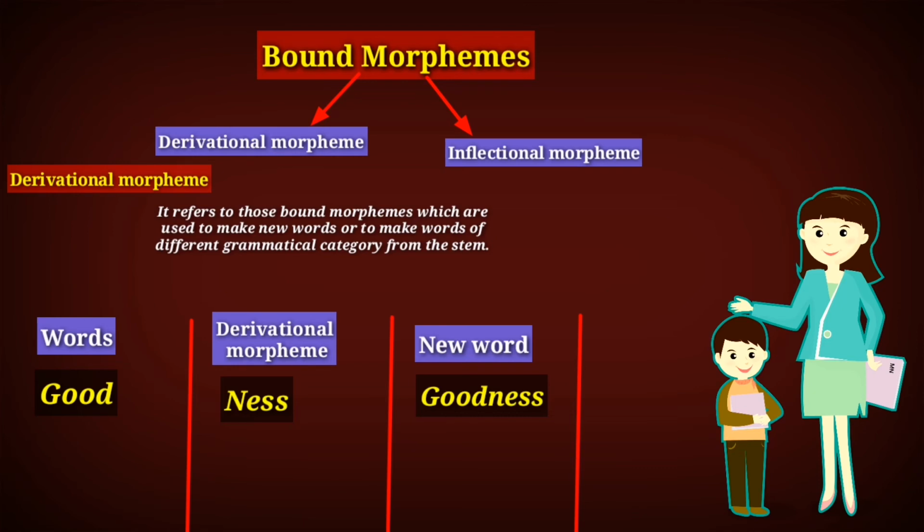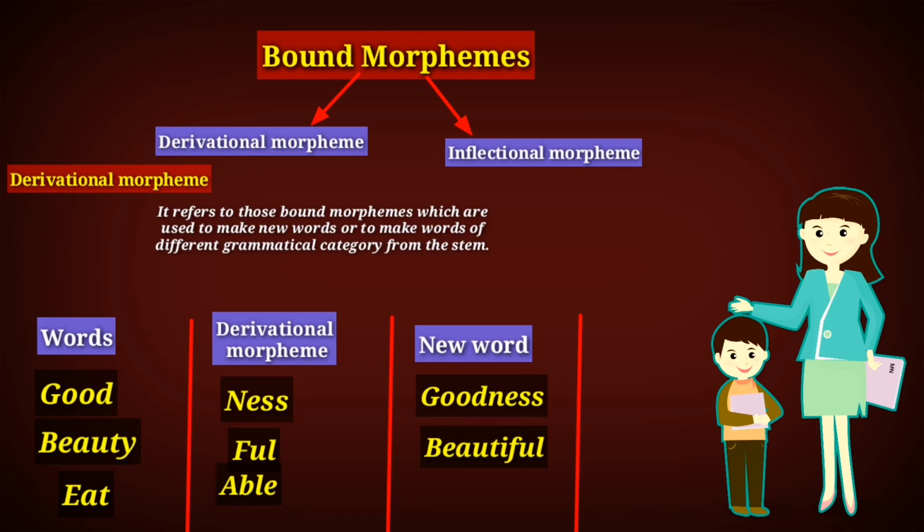Look at the next word, beauty. When we add the derivational morpheme full to the noun beauty, it becomes an adjective, beautiful. Similarly, when we add the derivational morpheme able to a verb eat, it becomes an adjective, eatable. In simple words, you can say that a derivational morpheme changes the part of speech of the word.